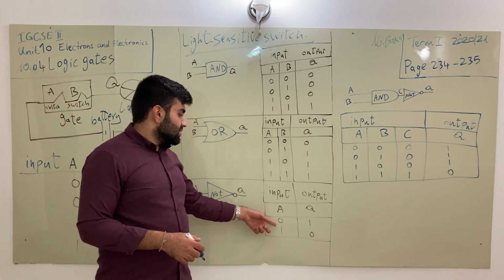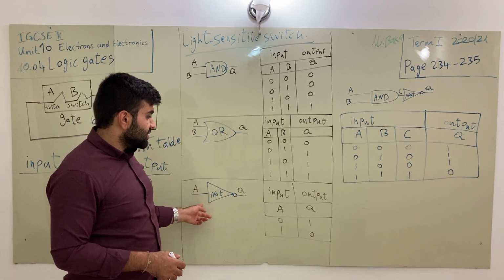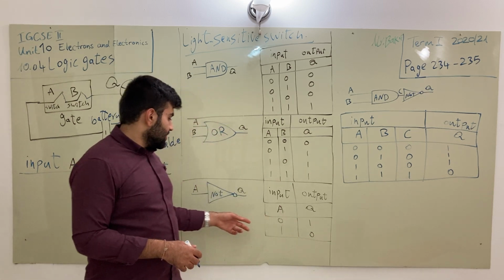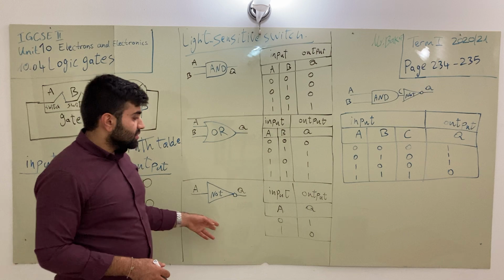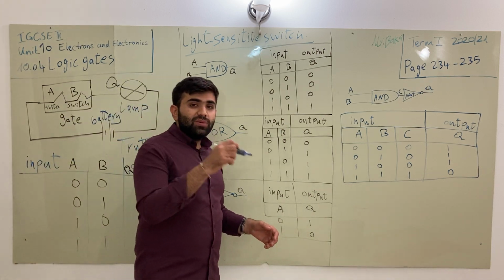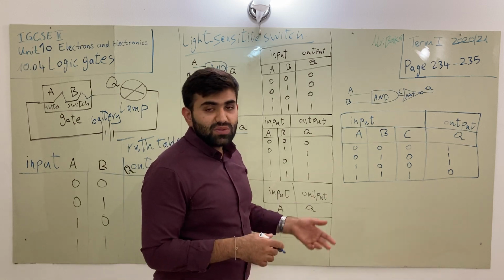So if you put 0 here, the output will be what? 1, according to the truth table. If we put 1 here, the output will be 0. So whatever you put, you'll find the opposite. That's why it's NOT.